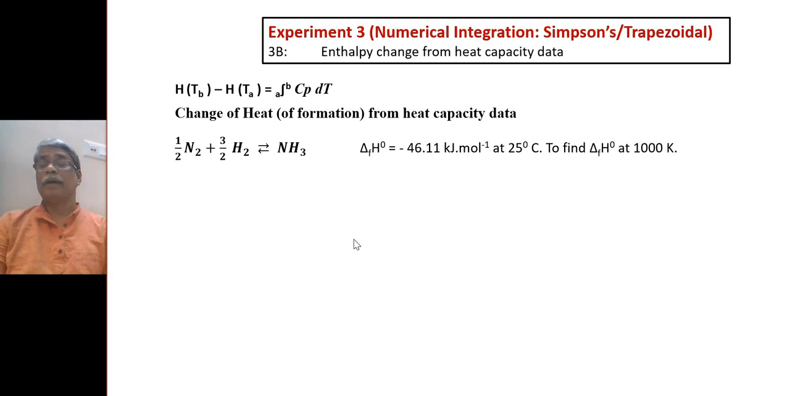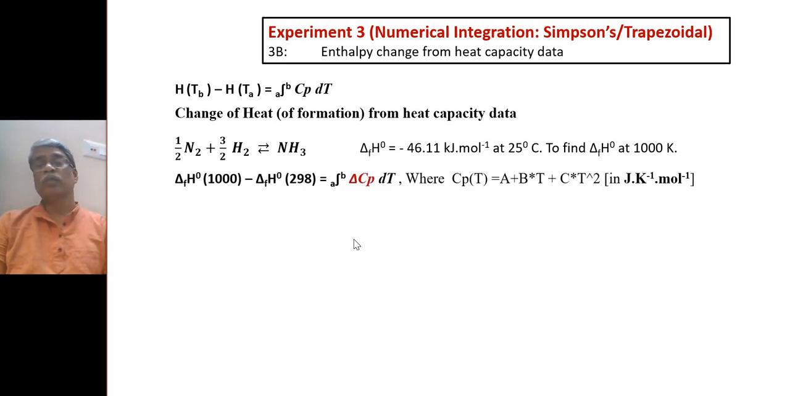So what is the working formula for that? Again, as you know, in thermodynamics we call it Kirchhoff's relation. So delta FH at higher temperature is equal to that same at the lower temperature plus this integral delta Cp dt. So it was Cp dt, but now it is delta Cp dt.